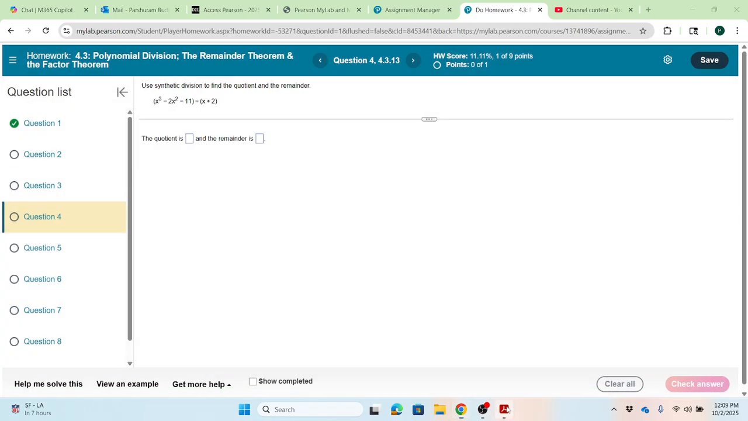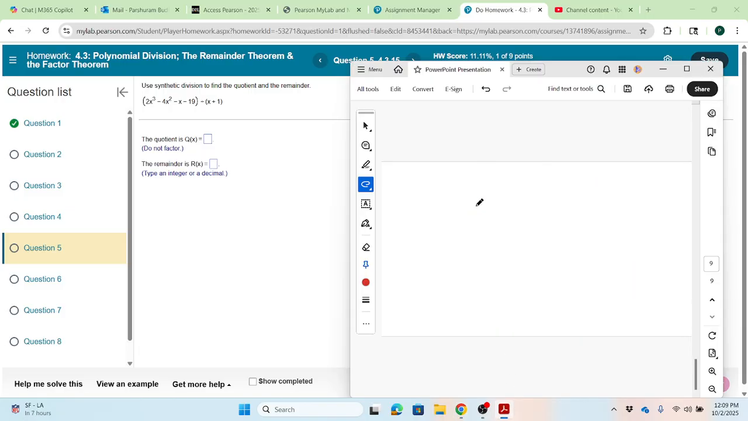Okay, it's not changing, so I'm going to do question number 5 one more time. Copy the coefficient of the dividend, each term of the dividend. If you see any term is missing, just put the 0 for that. In this case, nothing is missing, so I'm going to copy 2, negative 4, negative 1, and negative 19. These are the coefficients of x cube, x square, x, and then the constant.